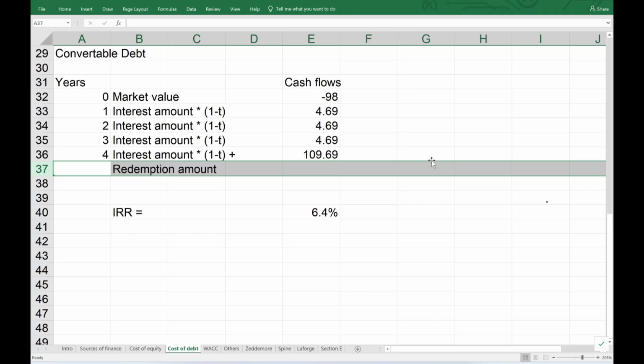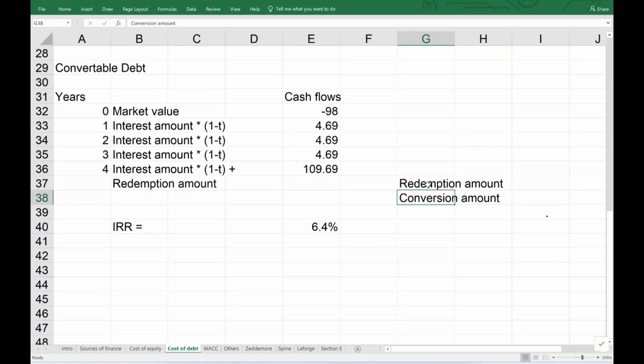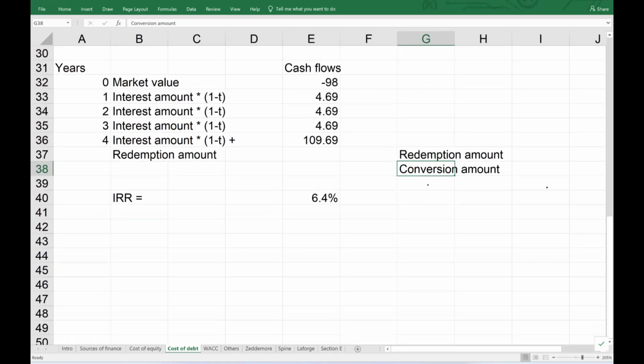How are we going to find that? Look, we have to figure out these two things. Number one, redemption amount. Number two, conversion amount. What does it basically mean? Redemption amount will be given to us, right? It will be given to us what my redemption amount is. It will be redeemed at par or 10% above par, whatever. Let's say the redemption amount is 100.